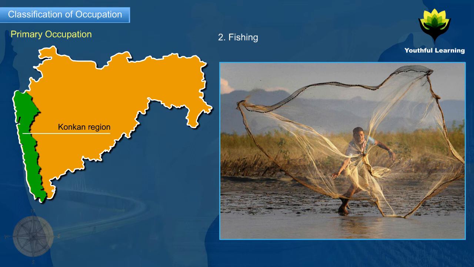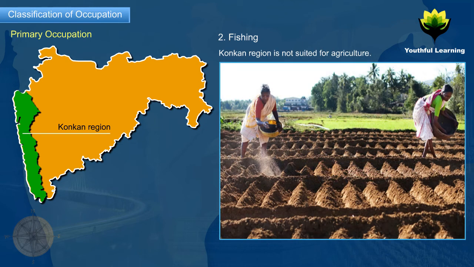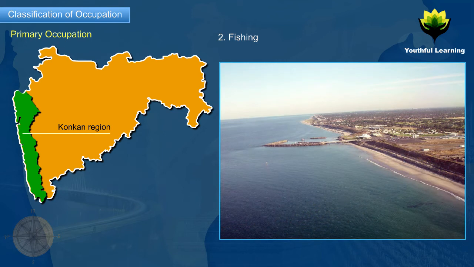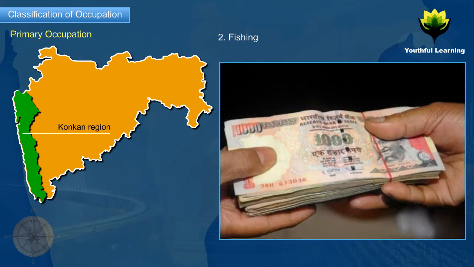The main occupation in this belt is marine fishing, as the physiological features of the region are not suited for agriculture. The indented coastline, wide continental shelf, fisheries cooperative societies, and financial aid from the government are some factors which make fishing favorable.